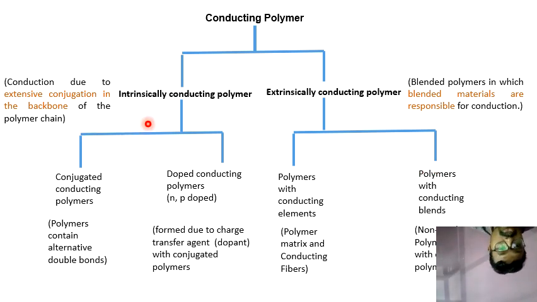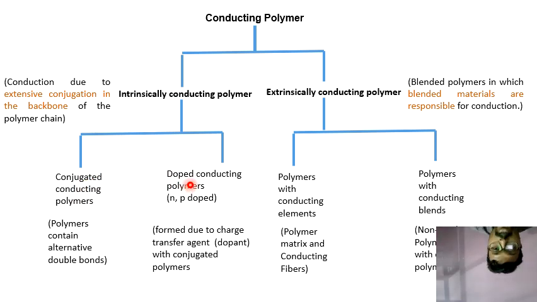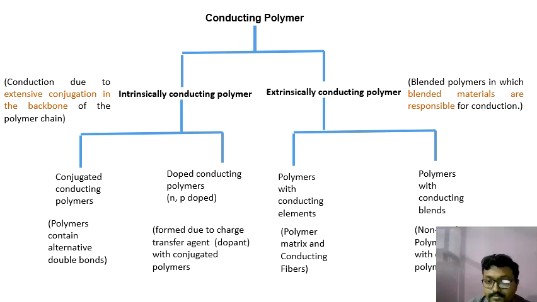Intrinsically conductive polymer is also of two types. One is conjugated conductive polymer, another one is doped conductive polymer. Means in one, the polymer itself is conductive, where conjugated double bond is present. In the other, conjugated double bond is present, and along with that some dopant is also present. When dopant is present, the polymer becomes much more conductive. Without dopant it is also conductive, but when dopant is present, it is much more conductive. So these are both types of intrinsically conductive polymer. Okay.